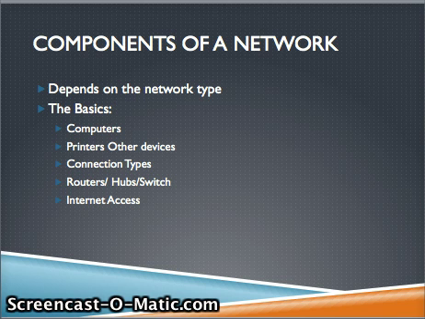So the basics are you're going to need computers, either laptop, desktop computers, iPads, your PDA, any of those. And then input devices, such as printers or other devices. Connection types, whether it's wired or wireless. Of course, you're going to need either a router, hub, or switch, and access to the internet.